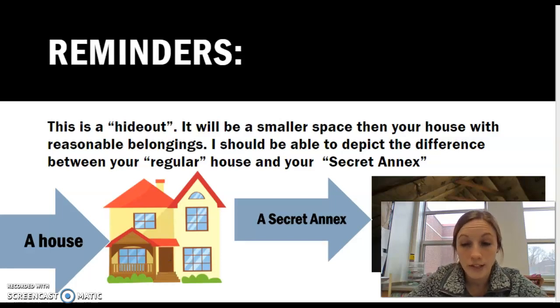You need to make sure you have reasonable belongings. For instance, you should probably not have a ping pong table because you'll be in hiding and that would probably create a lot of noise. So make sure you're not putting anything unreasonable in here.